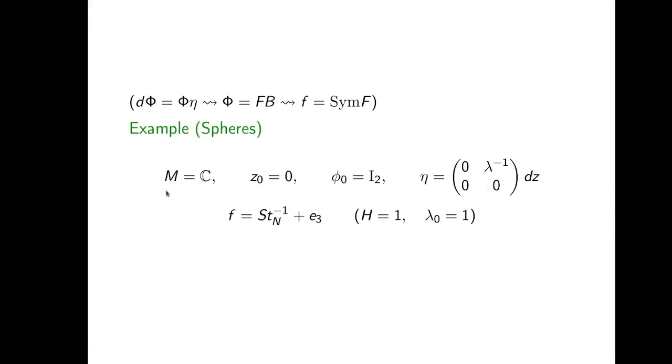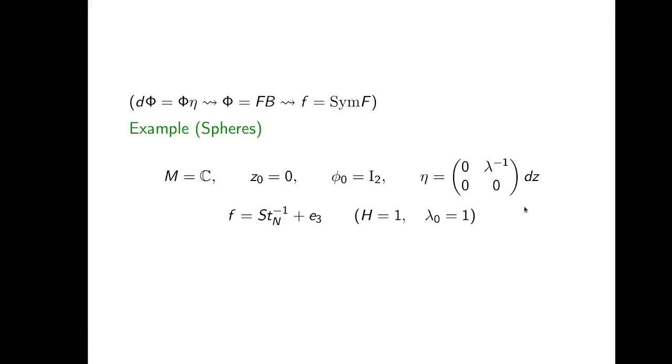Taking the whole complex plane as a Riemann surface with the following initial values for our ODE, and taking this potential, you can follow these 3 steps and compute everything explicitly in order to get at the end the following immersion. F is the stereographic projection from the North Pole composed with a translation. Here I've taken mean curvature h equals 1 and the value for the spectral parameter is lambda naught equals 1. I know that this seems to be a very twisted way of making a sphere, but stay with me, you will see that this method is very powerful in order to make non-trivial examples.